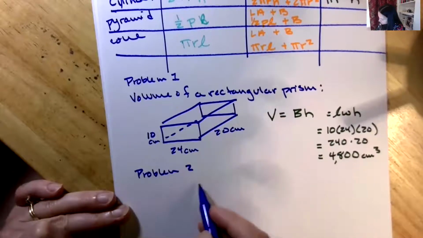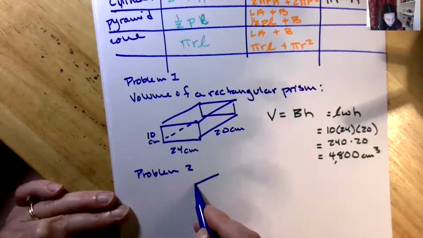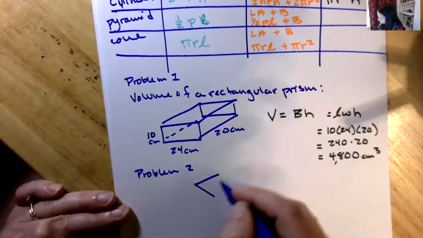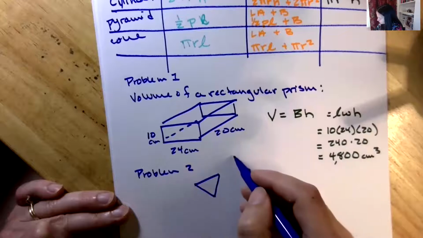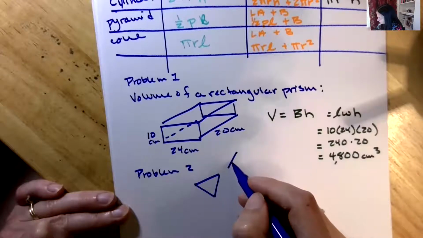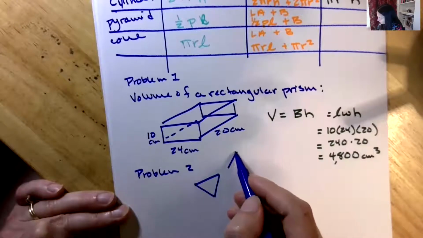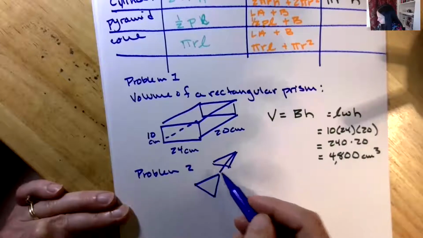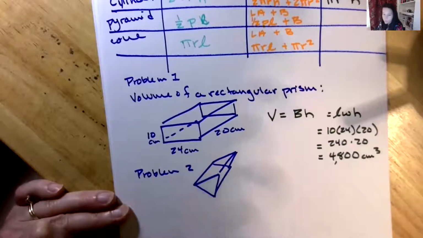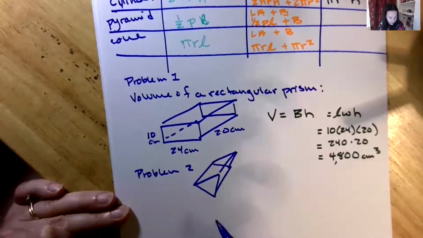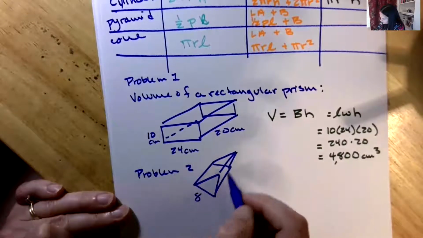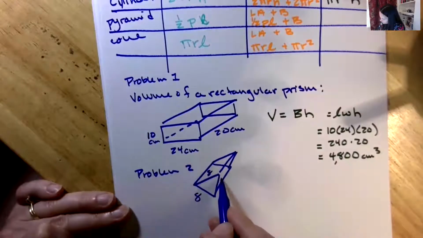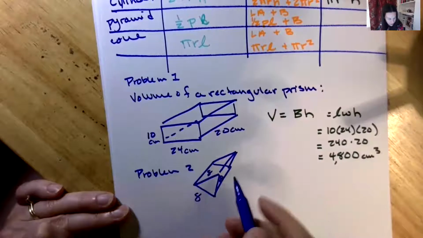So this is an isosceles. Oh, actually, it's an equilateral triangular prism. I am not very happy with the way that I drew that, but we'll make it work. Okay. So each of these sides is 8, and then the height is 10 inches.